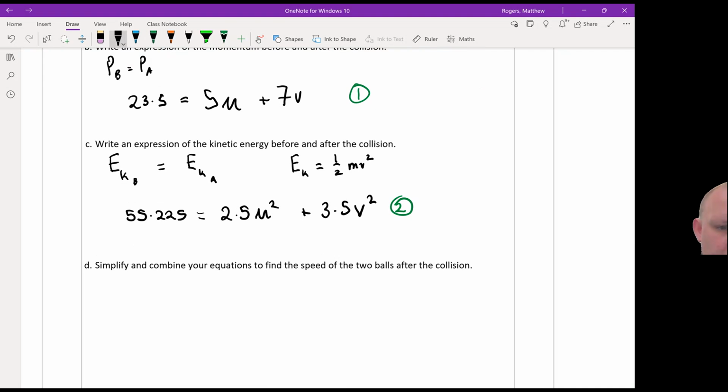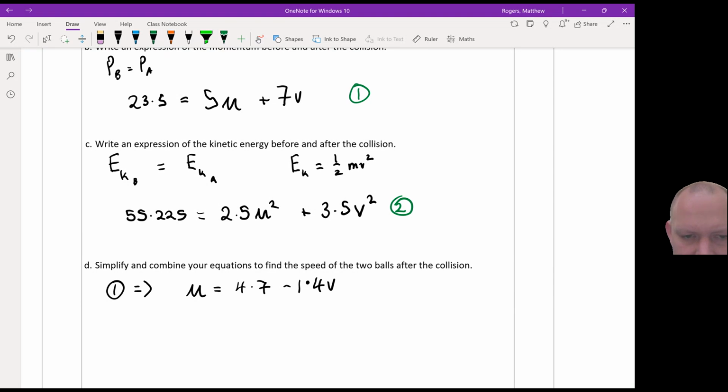So from equation number 1, I'm going to get an expression for u in terms of v. So I need to divide through by 5. So 23.5 over 5 takes us back to 4.7, wasn't it? Because 23.5 was just 5 times 4.7. And then plus 7 over 5. So that's, sorry, that's going to be minus, isn't it? Minus 1.4v.